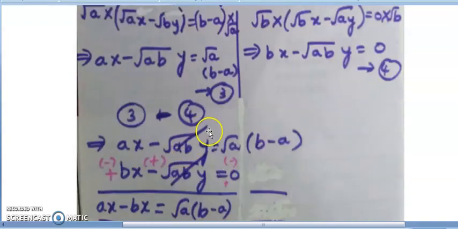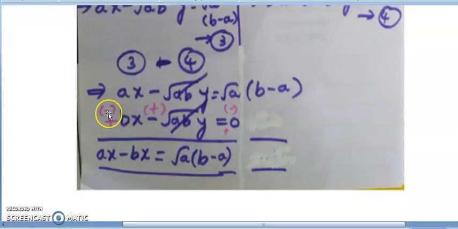So ax minus root ab into y is equal to root a into b minus a, and bx minus root ab y is equal to 0. Now very important condition for subtracting is that whenever we subtract, the sign should be changed. So since I have plus, nothing is there means the sign is plus. So this plus will become minus and this minus will become plus. Similarly, I have plus here, so this plus will become minus. Okay, so ax, and always see the new sign which you have changed. So ax minus bx is equal to, here also see the new sign. Since they have become minus minus and minus plus, we can cancel as both are same, root ab root ab.